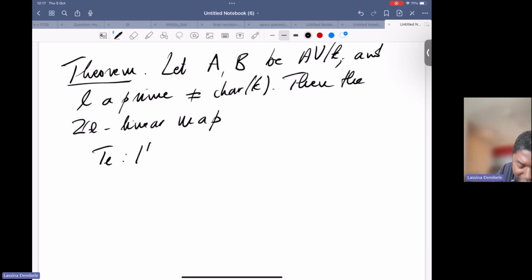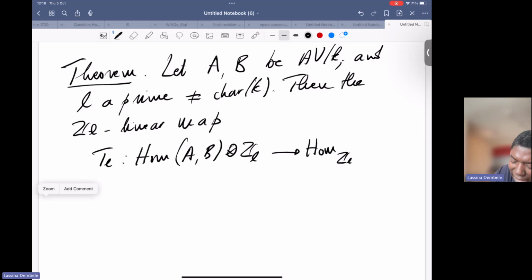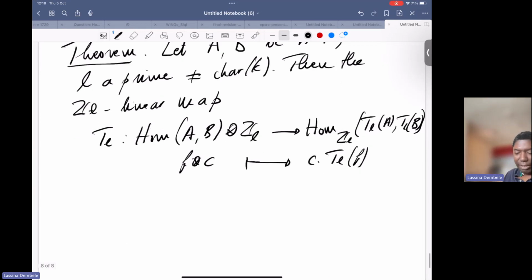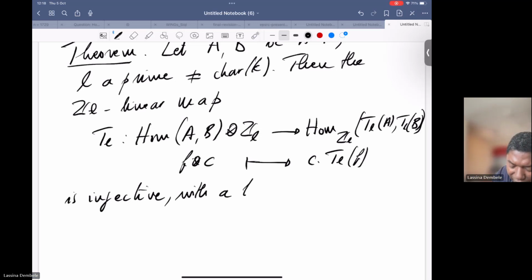The ZL linear map goes from Hom(A, B) tensor ZL to the homomorphisms over ZL of TL of A to TL of B. And this map, you take F tensor C, and then you send it to C times TL of F. And the theorem says that this map is injective with a torsion-free cokernel. Okay.